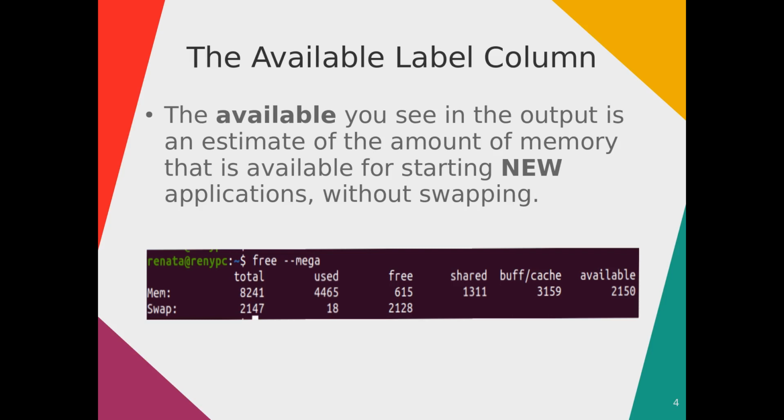The available column. The available number you see in the output, this one here, is an estimate of the amount of memory that is available for starting new applications without the use of swap memory.